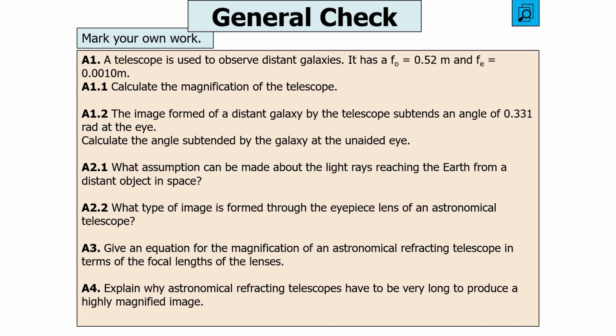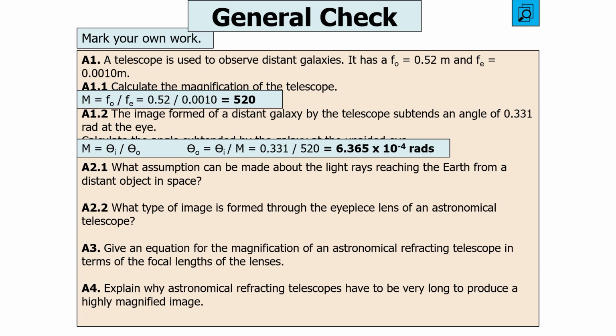So, in this first question, how to work out the answer? Well, the magnification, as we talked about before, is going to be fO over fE. So you're keeping the same units to get the ratio out to be 520, the magnification. Now, again, our other way to work out angular magnification is the angle subtended by the image divided by the angle subtended by the object.